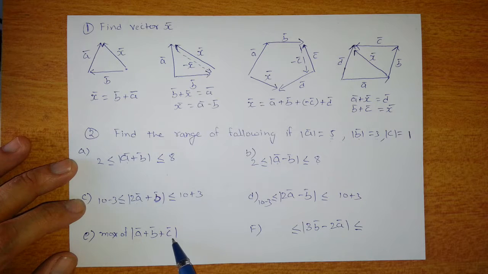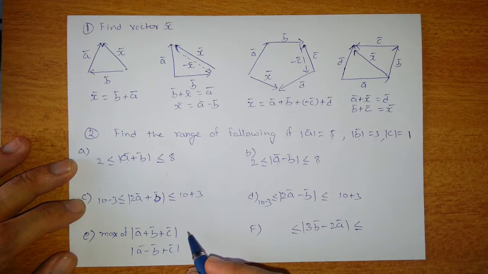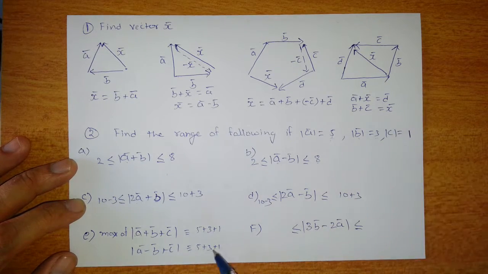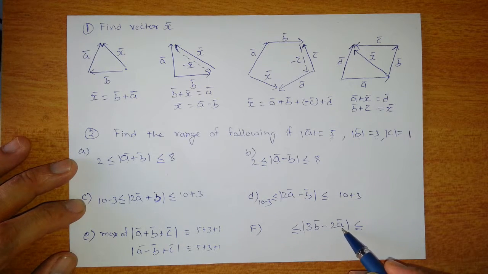What is the maximum value of a plus b plus c, or the maximum value of a minus b plus c, or anything else? So the maximum value of this can be 5 plus 3 plus 1, and this can also be 5 plus 3 plus 1. This is the maximum value of any linear combination of a, b and c that can take place. What about 3b minus 2a?